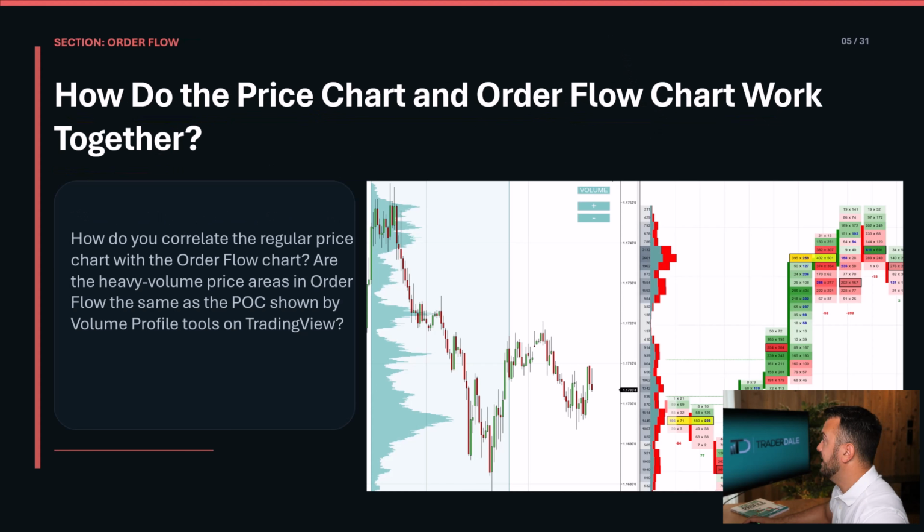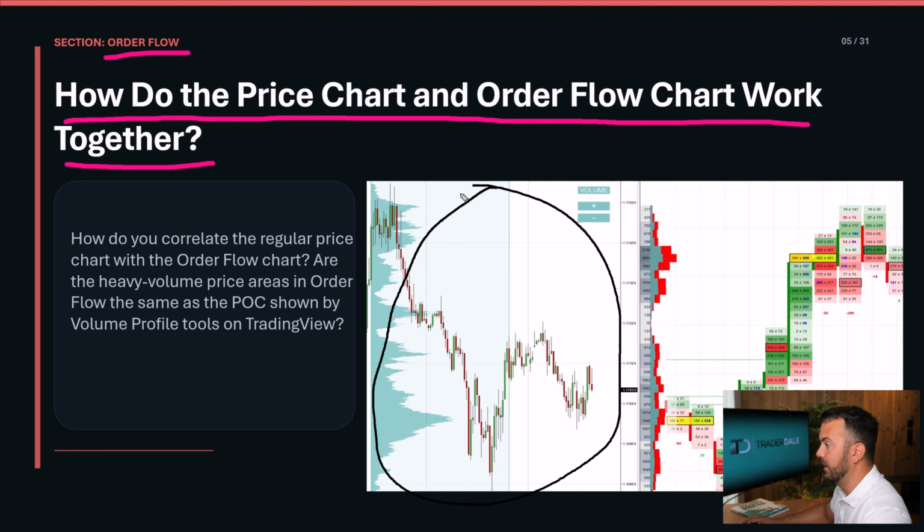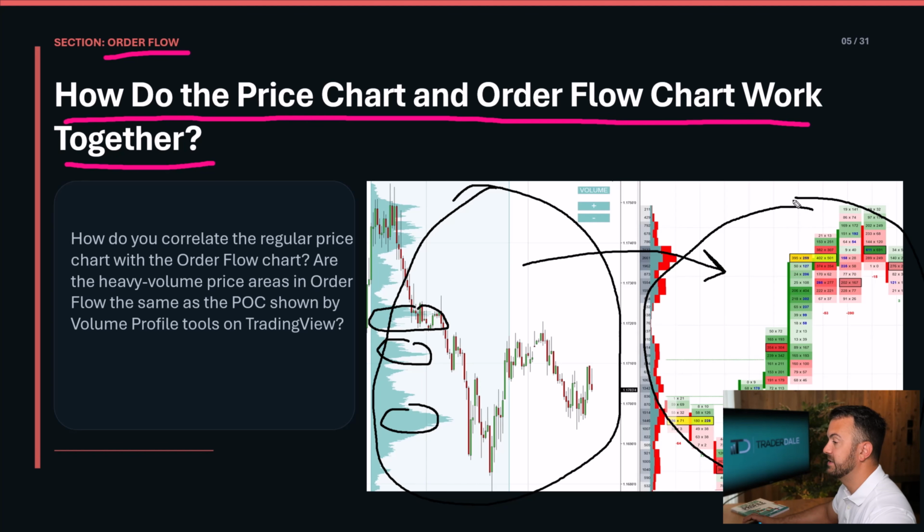All right, here's the next question, and it brings us to the next section about order flow. So the question is, how do the price chart and order flow chart work together? The way I do this is I look at the volume profile chart first, identify significant heavy volume zones, and then move to the 5-minute footprint chart where I time the entry.